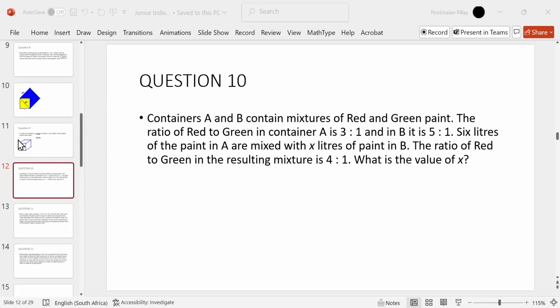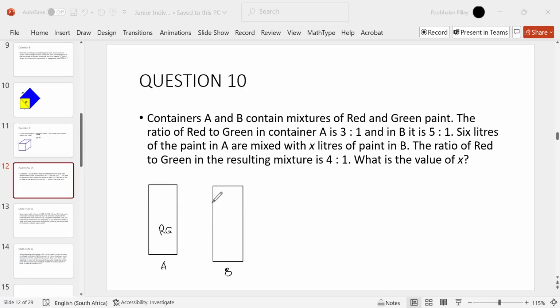You've got containers. So as we said before, it's always nice to draw these things. So let me draw a container, draw another container, and we're calling these A and B. So what do we know about these containers? It says that they contain a mixture of paint, red and green. So green and red are mixed up. I don't know what kind of color you will get when you mix up red and green, but anyway, we'll call this a red-green combination paint.